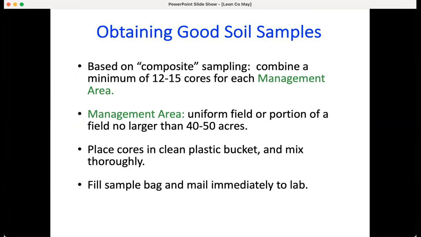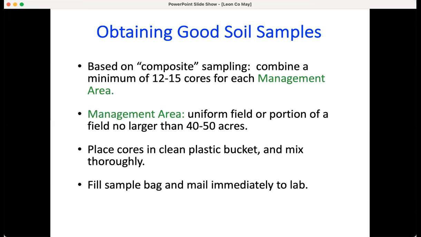You're going to collect those cores randomly within that management area, mix those in a clean plastic bucket, and then you'll fill a sample bag or you will send a pint of soil to College Station, to the soil water forage testing lab there in College Station. If you collect forms and bags from your county extension office, those bags are marked with the amount of soil that needs to be sent. If not, you need to make sure that you're sending a pint of soil at least.